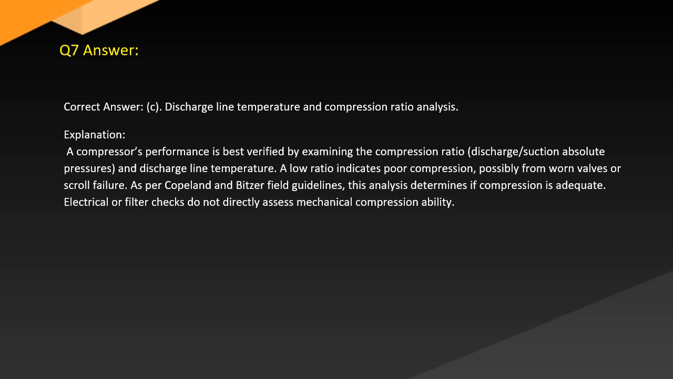Answer. Correct answer: C. Discharge line temperature and compression ratio analysis. Explanation. A compressor's performance is best verified by examining the compression ratio, discharge and suction absolute pressures, and discharge line temperature. A low ratio indicates poor compression, possibly from worn valves or scroll failure, as per Copeland and Bitzer guidelines. This analysis determines if compression is adequate. Electrical or filter checks do not directly assess mechanical compression ability.